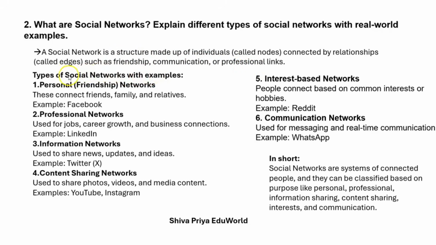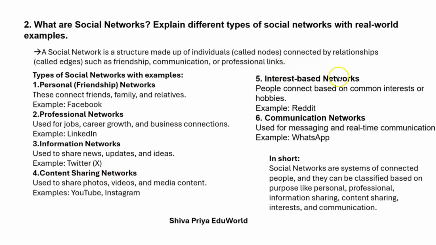The types of social networks we have: personal, that is friendship network, professional, information network, content sharing network, interest based network, and communication network. Personal network means these connect friends, family, and relatives. For example, Facebook and Instagram also sometimes. Professional network is used for jobs, career growth, and business connections. LinkedIn is the best example. Information network is used to share news, updates, and ideas. That is Twitter. Content sharing network is used to share photos, videos, and media content. Instagram is the best example.